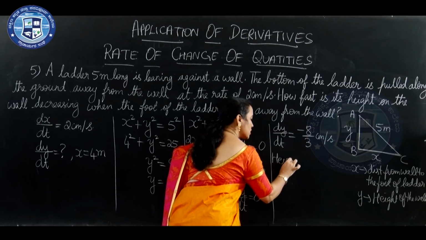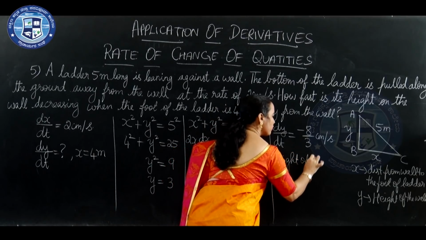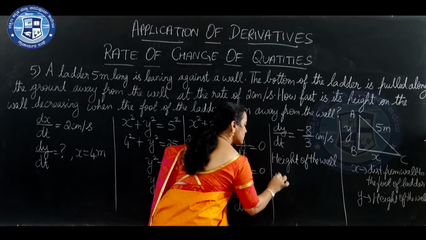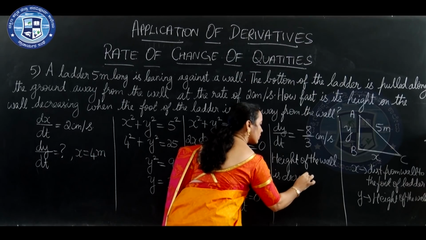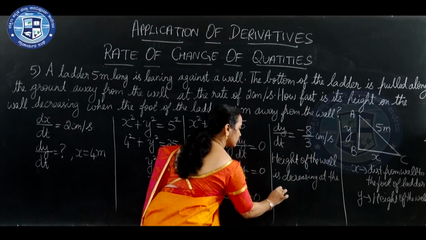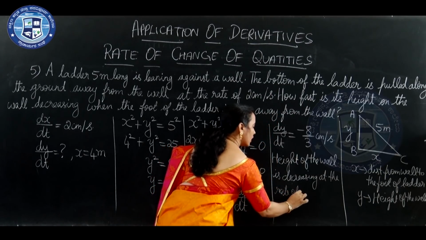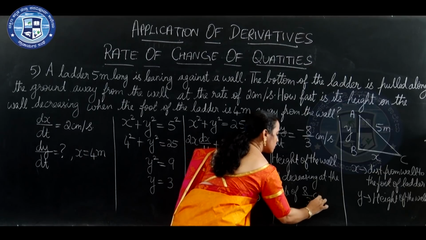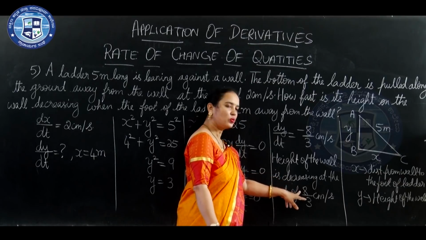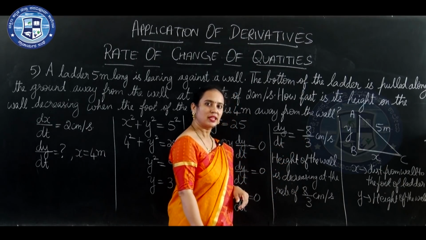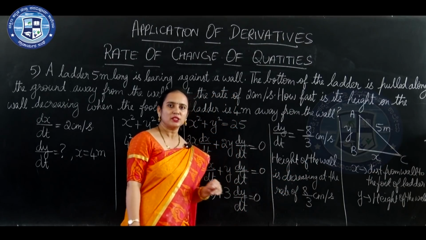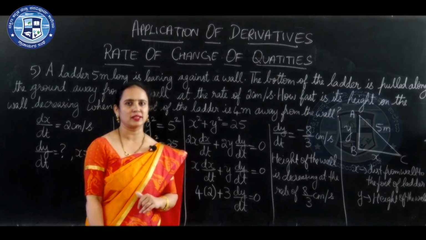So, give a conclusion, height of the wall is decreasing at the rate of 8 by 3 centimeter per second. Since you have mentioned the word decreasing, no need of writing the sign, negative sign. So, height of the wall is decreasing at the rate of 8 by 3 centimeter per second.